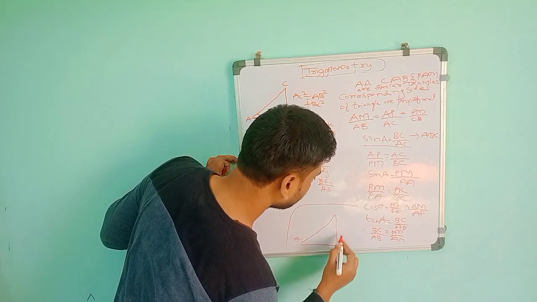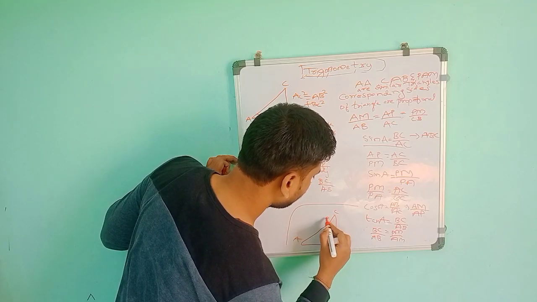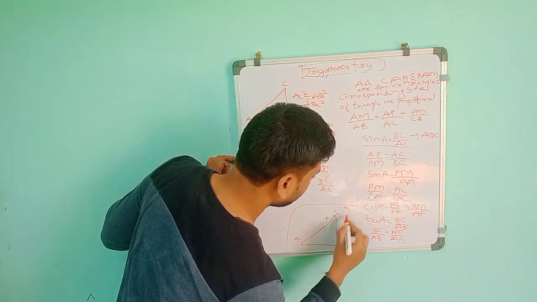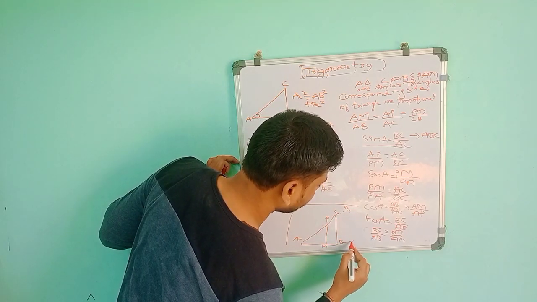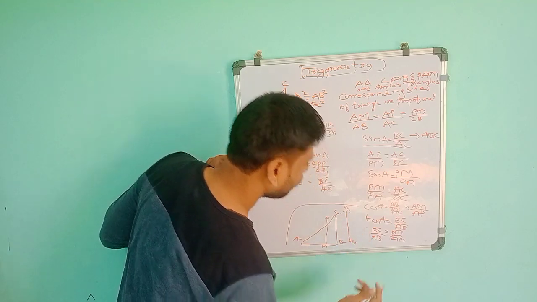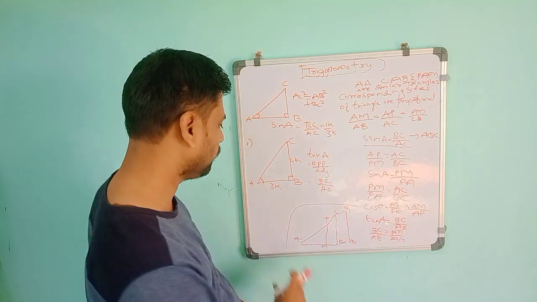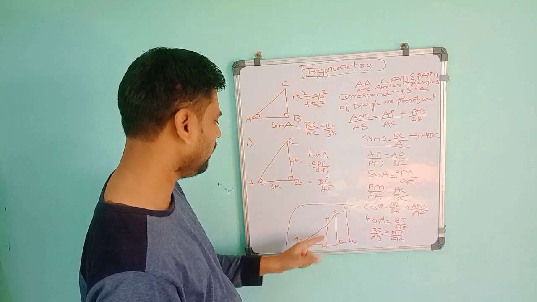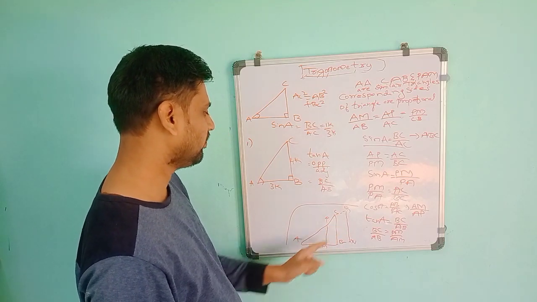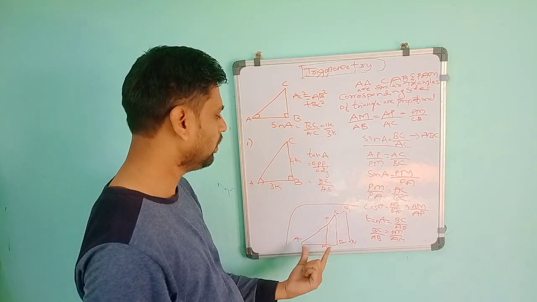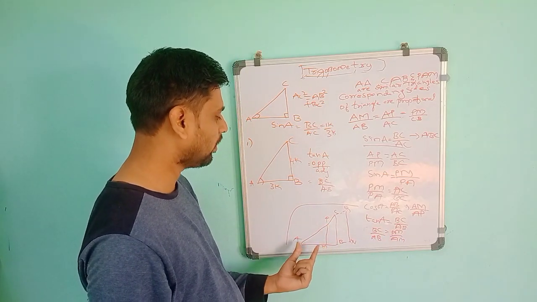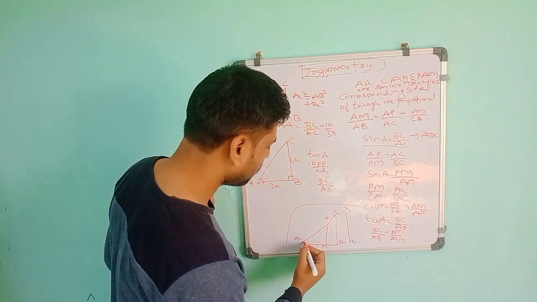A, B, C, P, Q, here M, and this one N. So if you see this one, tan A is equal to BC by AB. It is opposite by adjacent. For that also we have proved that one, PM by AM. So PM by AM is also opposite by adjacent angle of the triangle PAM.